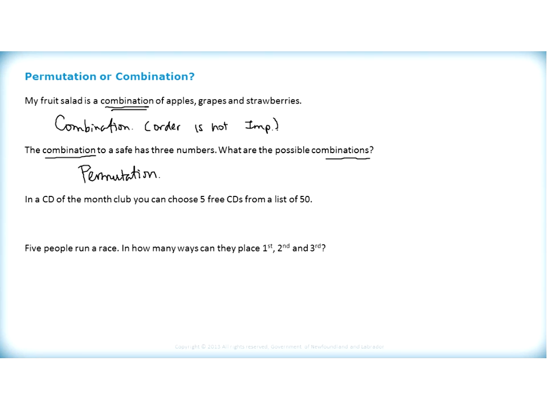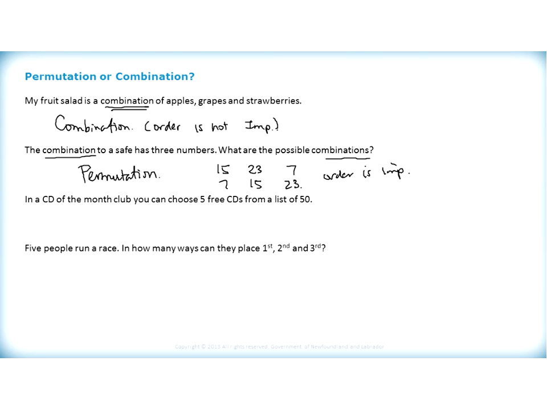For example, if you tried the numbers 15, 23, and 7, that is completely different than trying 7, 15, 23. That's a different combination. Order is important when trying to open up a safe or a combination lock. So order is important, so because order is important, it's a permutation.